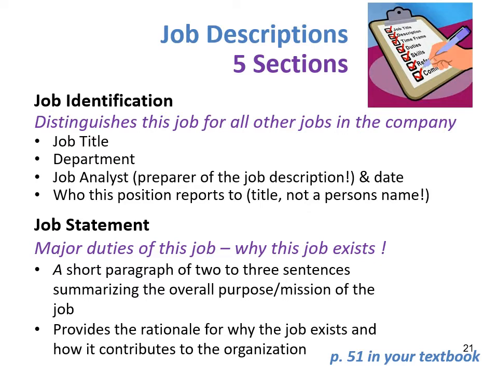These first 2 sections are critical. If I'm looking at job descriptions for my organization, I should be able to take a look at just the job ID section and the job statement and stop reading there unless I'm the job holder. Just by looking at those 2 sections, I'm able to see what this job is, who it reports to, and when the last time we looked at it is, and this job statement tells me the reason for being. Why do we have this job in our organization? Why is it important?